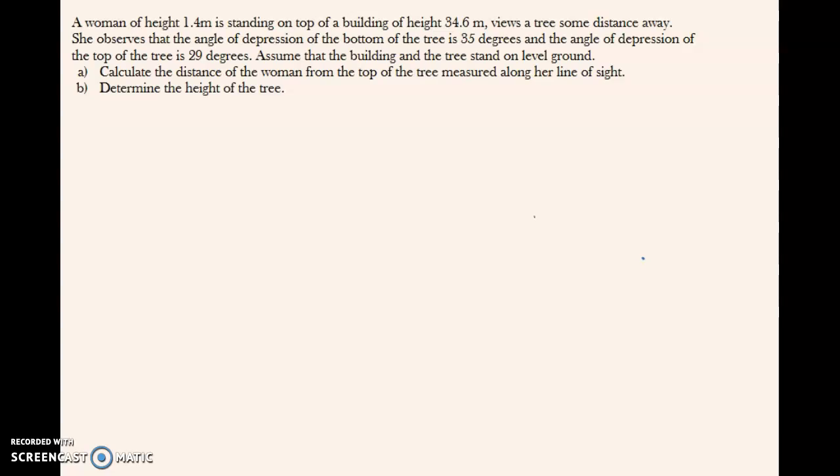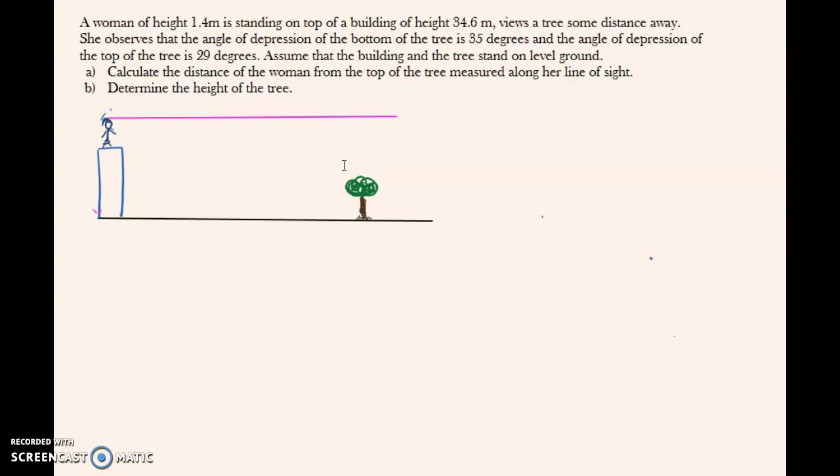So now I proceed to do it. Trying to draw up the diagram now. This is what I have. The lady here is standing on top of a building. Her height is 1.4, so that's her height here. The height of the building she's on is 34.6, right? So that's this distance here. If she looks straight, that's along the pink line. If she observes the tree, which is lower, it's an angle of depression.